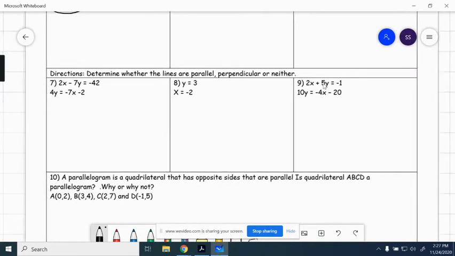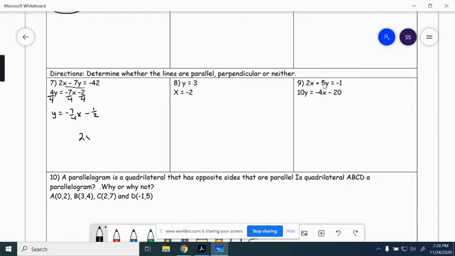All right, 7, 8, and 9. Basically, what we need to do is put these into slope-intercept form and just see if the slopes are the same, or if they're negative reciprocals, or if they're neither. Okay, so let's do the first one here because it's going to be really easy. Or sorry, the second one, because all we need to do is divide by 4. And if we do so, we're left with y is equal to -7/4 x minus 1/2.